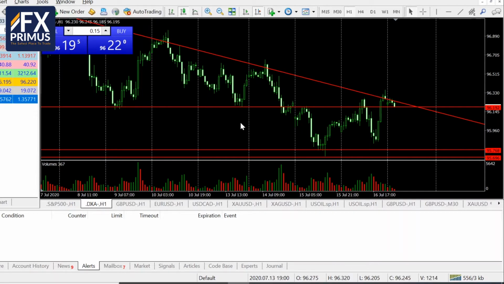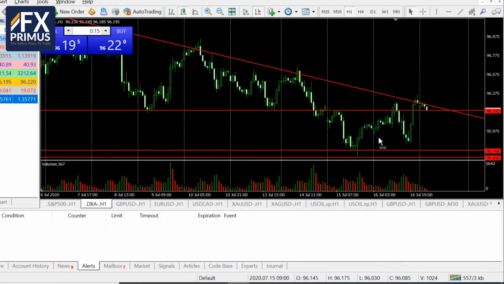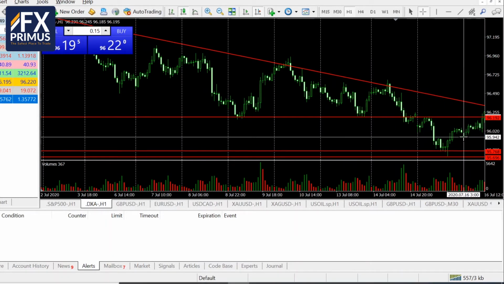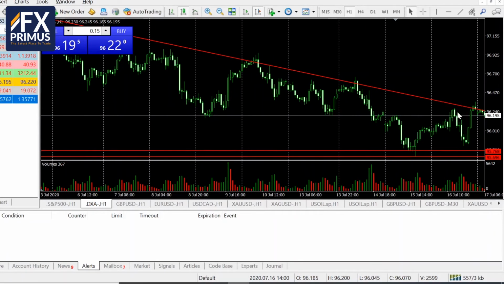So let us start off with the US dollar index again, following yesterday's market analysis and also the current market situation. We do see the US dollar index initially strengthening against the basket of major currencies, and it came back up to test this bearish trend line.